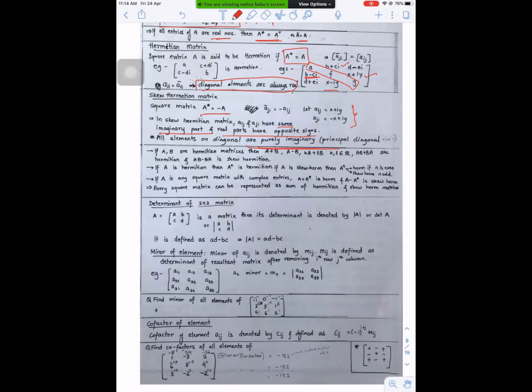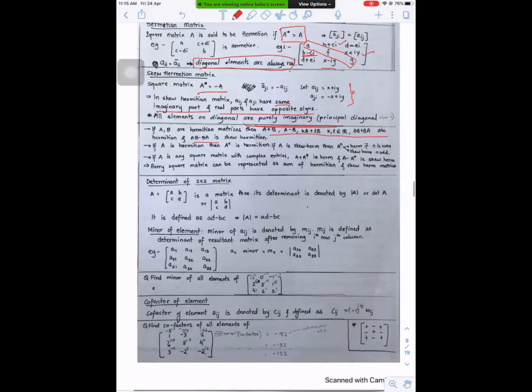Next, same like transpose, that is symmetric, skew symmetric. Here also many problems are possible. Like if A is Hermitian and B is skew Hermitian, then what about AB plus BA? What about AB minus BA? Questions like these will come. Everything is same as our symmetric, skew symmetric problems only. Next, if A and B are Hermitian, then A plus B, A minus B, everything is Hermitian only. And AB plus BA is also Hermitian, AB minus BA is skew Hermitian. Okay, same like that.